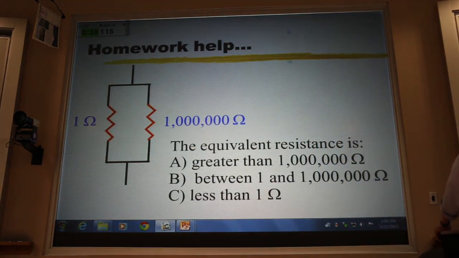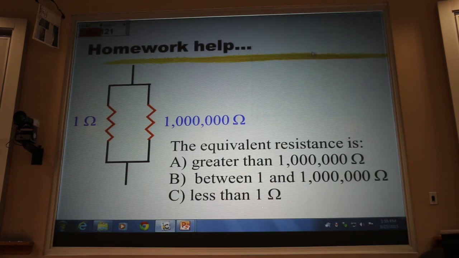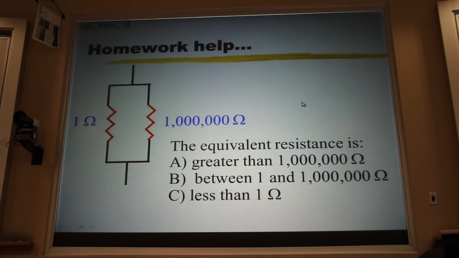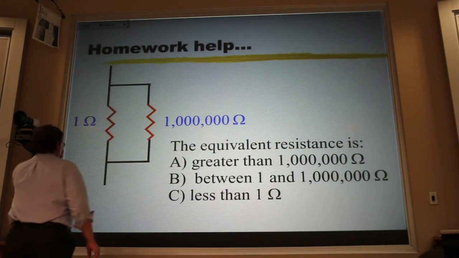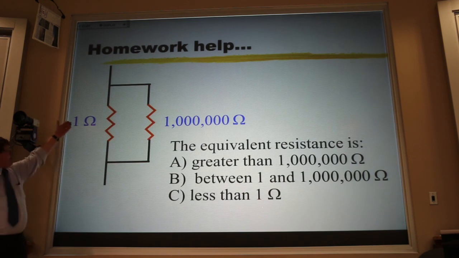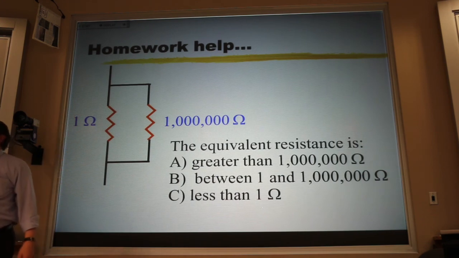Okay, get your vote in. Okay, the answer is C. Folks, here's why. Watch, this is subtle. Pow! Okay, I'm going to show you again. Pow! Did I change the circuit? Yes or no? No, I did not. But now it's clear that if you're trying to get through this, you can go through the 1-ohm, or you can go through the trap door. It's not a good path. It's not an easy path, but it's an extra path, and that lowers the resistance.